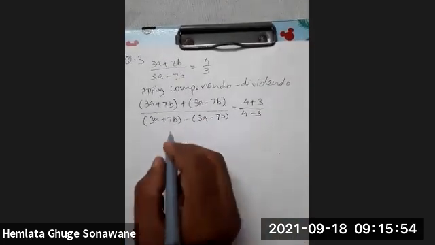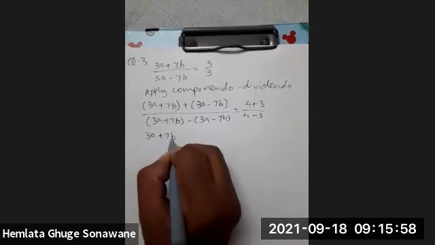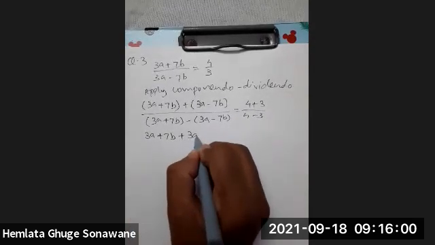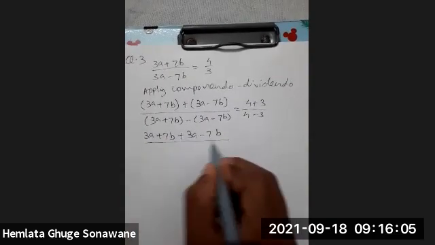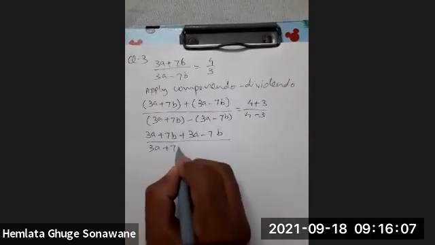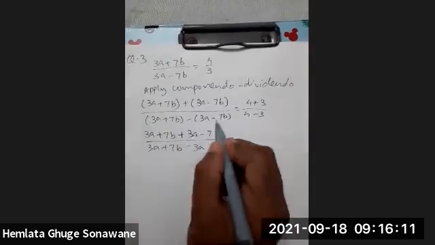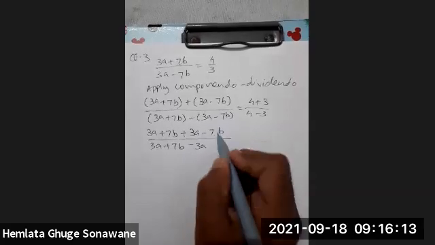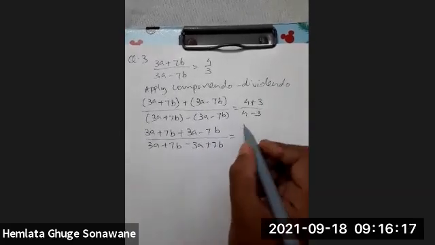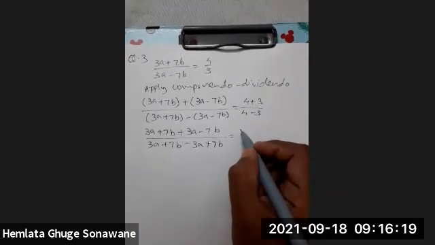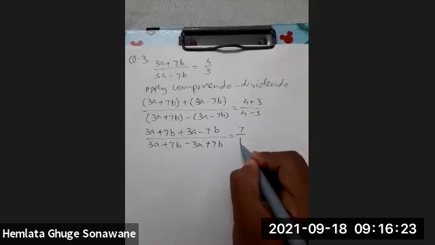To simplify this, (3a plus 7b plus 3a minus 7b) upon (3a plus 7b minus 3a). This minus minus becomes plus 7b. 4 and 3, 7 and 4 minus 3 is 1.